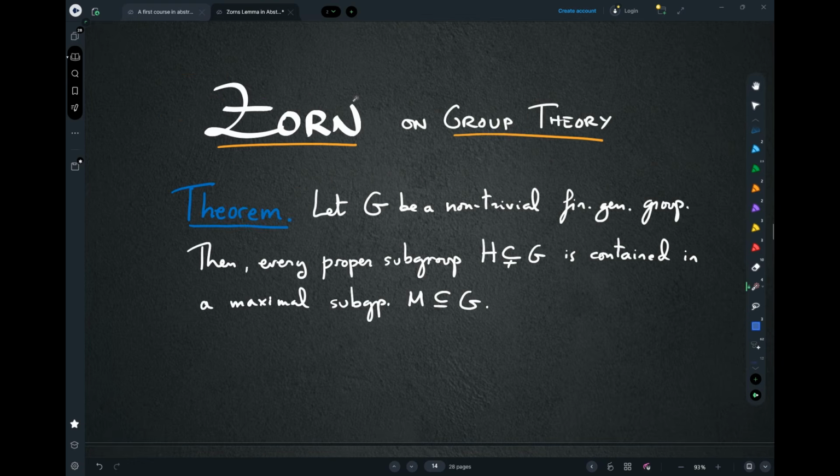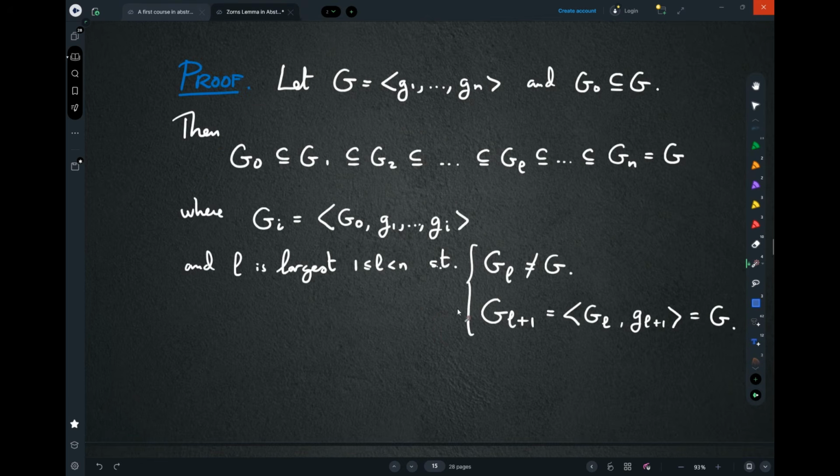Okay, so let's prove a statement in group theory using Zorn's lemma. The theorem is the following. Let G be a non-trivial finitely generated group. Then every proper subgroup H in G is contained in a maximal subgroup M. A maximal subgroup means a subgroup of G such that there is no other subgroup in between M and G. Okay, let's see how the proof goes.